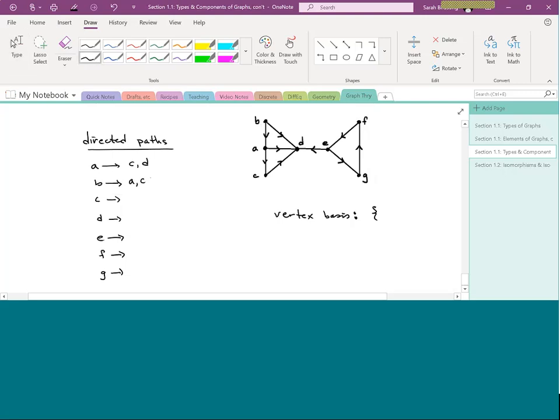And if you started at vertex C, who could you reach? Yeah, you actually could only reach D. Once you get to D, you can't go anywhere else.